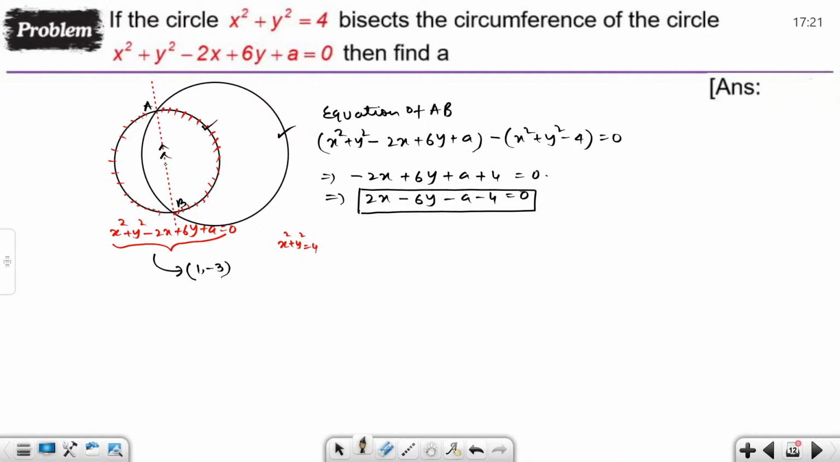Now, as the center of the first circle, (1, -3) lies on this common chord. Why? Because this is actually the equation of the diameter. So the center of this circle must satisfy this equation. Yes or no? So now if I put it, what we are going to have?